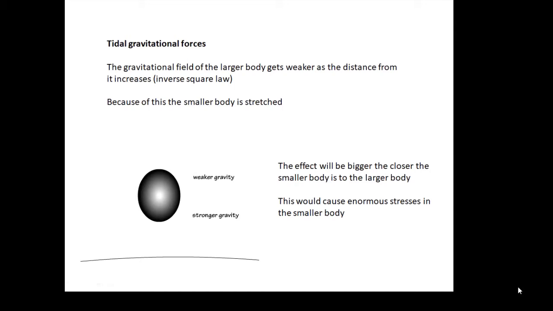Now, this means that for an object in orbit around a planet, the part that's closer to the planet will have stronger gravity. The part that's further away will have weaker gravity. And if the difference in gravity is big enough, this will have a stretching effect on the object, and it will get stretched, and this is going to cause enormous stresses in the smaller body.